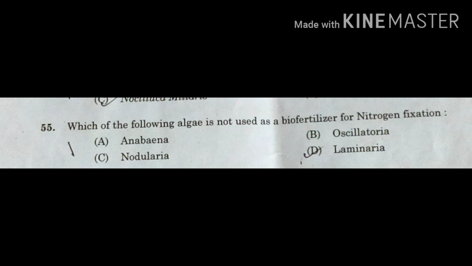Look at the options. Option A is Anabaena. Anabaena is a blue-green alga or a cyanobacterium. You know that blue-green algae are also considered as cyanobacteria. Why? Because they share certain features of algae as well as bacteria. Hence, they are said to be blue-green alga or cyanobacteria. These blue-green algae or cyanobacteria have a prokaryotic nature, that is, they lack a well-defined nucleus and membrane-bound cell organelles.